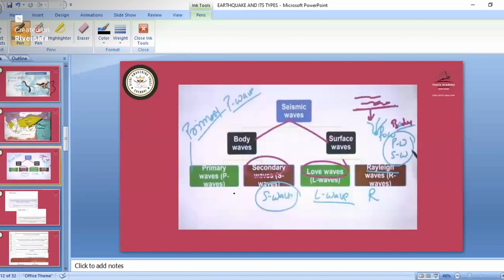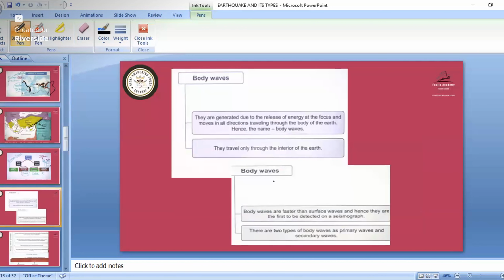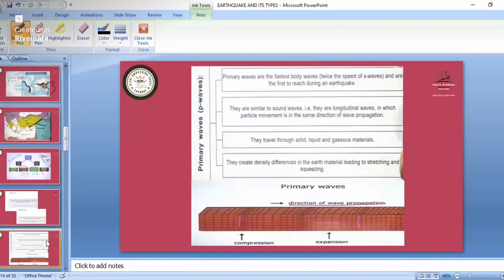Earthquake seismic waves are of two types: primary and secondary waves. Primary waves can travel in all three types of medium, and secondary waves can travel only in solids. Then we have Love waves and Rayleigh waves. The body waves we studied are in two types, and they travel inside the body of the earth. So this is all about the body waves.